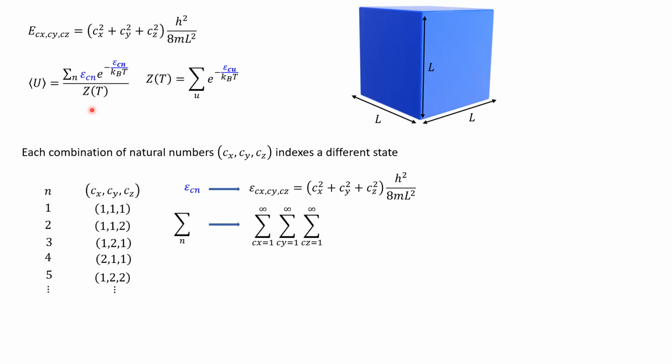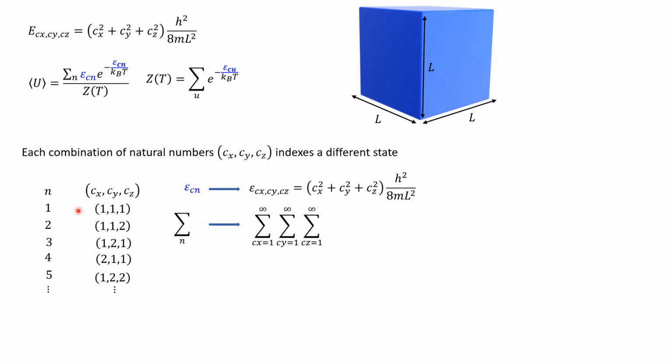Okay, so now we need to index the states. So recall that when we had a one-dimensional box, each different natural number indexes a different state. Now we have that each combination of natural numbers indexes a different state. So for example, the combination 1, 1, 1 is indexing one state. So this represents one state. The combination 1, 1, 2 indexes another state. 1, 2, 1, another state, and so on and so on.